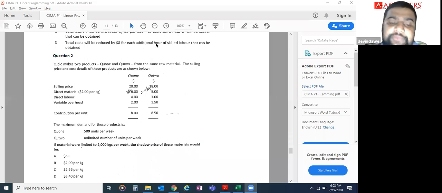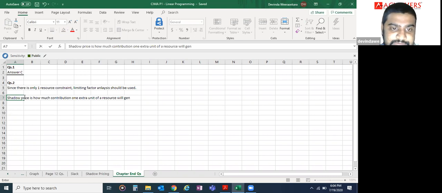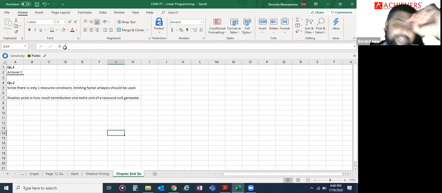So basically, guys, what does shadow price mean? Shadow price means how much extra you're willing to pay to buy one more unit of a resource. How much is that amount? That amount is the extra contribution, the contribution that one extra unit of the resource generates. So let me put that statement also. Shadow price is how much contribution one extra unit of a resource will generate. Clear? That is what shadow price means.